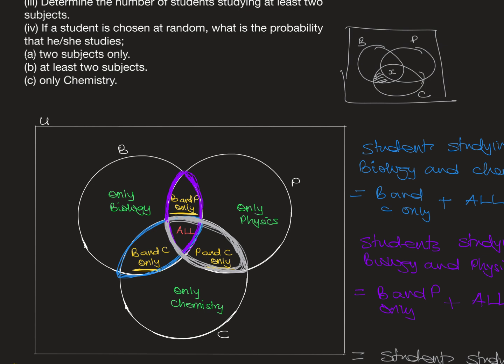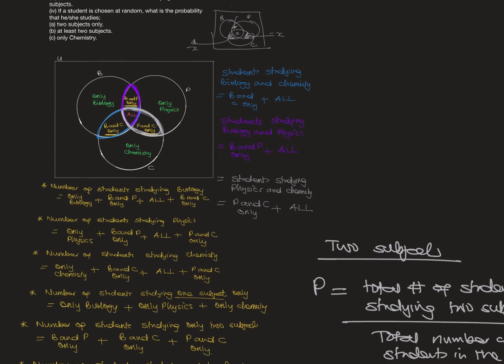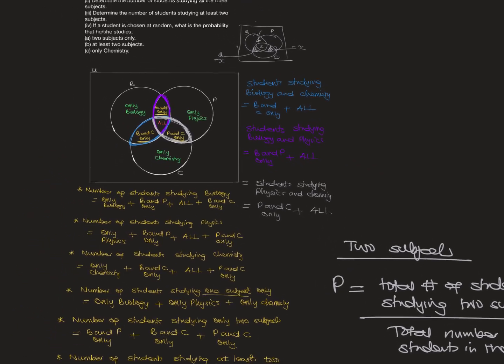So for this region, to find biology and chemistry only, it will be the number of students that they give you as students who are studying biology and physics minus X. So you have to subtract X from here. Again, you have to subtract X from here. So without wasting much time, I want to go on directly to answer the questions. All right?